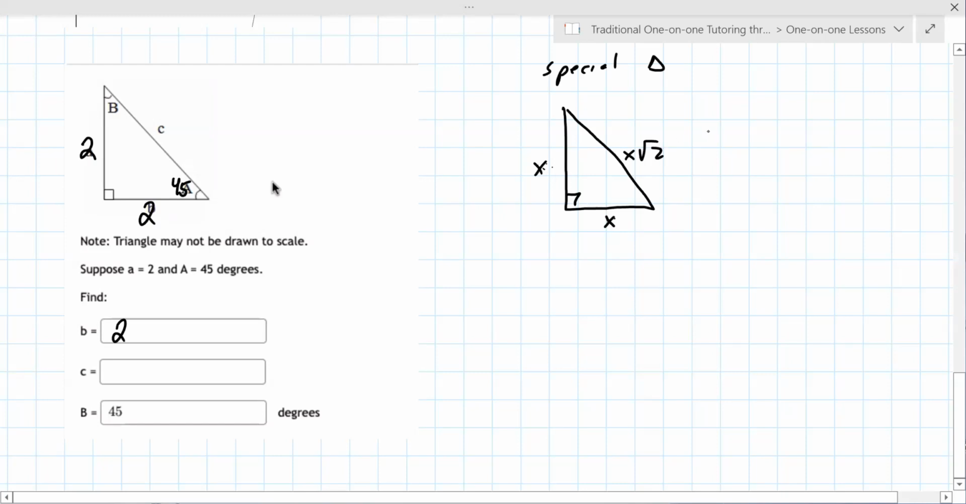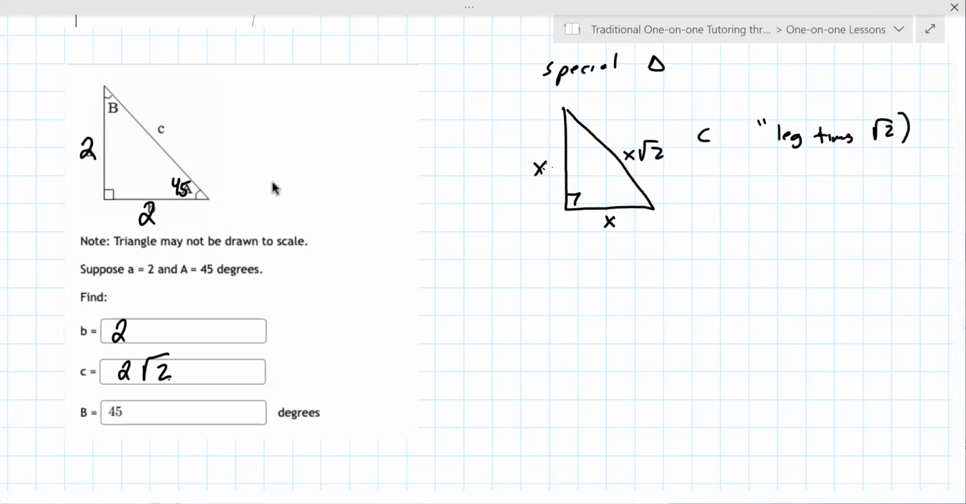The hypotenuse over here, C, I actually think this is better said in words. It's the leg multiplied by the square root of 2. So you take whatever your value of your leg is, which is 2 in this case, and you multiply it by the square root of 2.